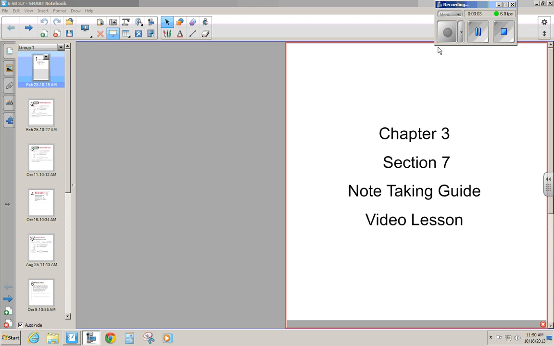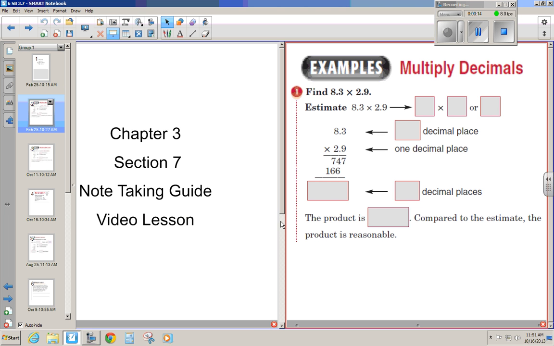Welcome back, Math 6. This is Chapter 3, Section 7, Multiplying Decimals. Alright, so we're going to get started right with examples.